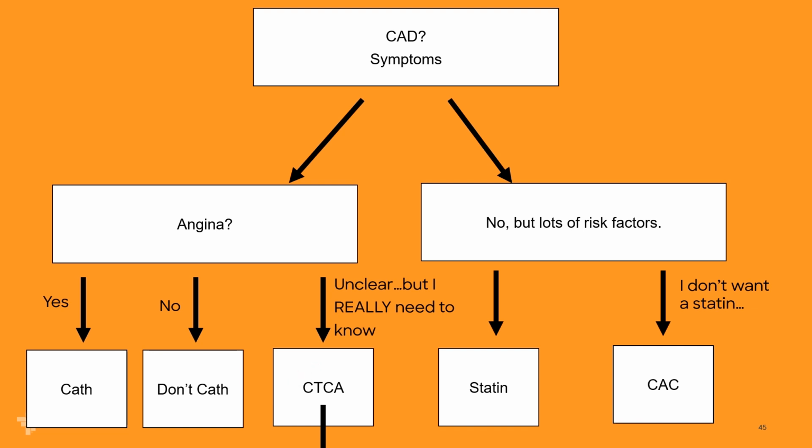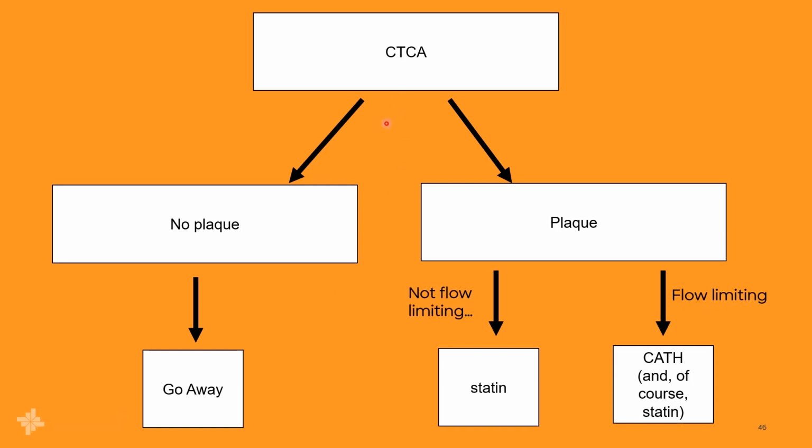So we're on the next page. And if the CT shows no plaque, we're done. Free of plaque means very unlikely to have an event. Manage the risk factors if you need to, but you may want to look for other causes for your chest pain. If they do have plaque, but it's not flow limiting, we treat them, usually with a statin or other medications. And if they have flow limiting plaque, then they go to the cath lab.